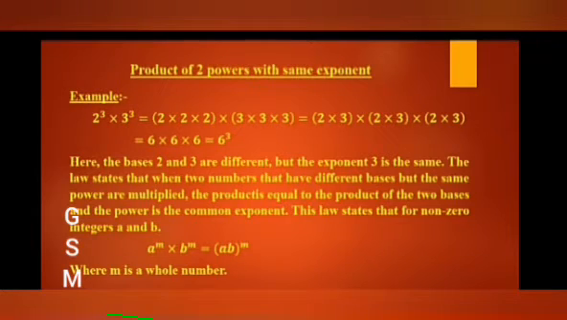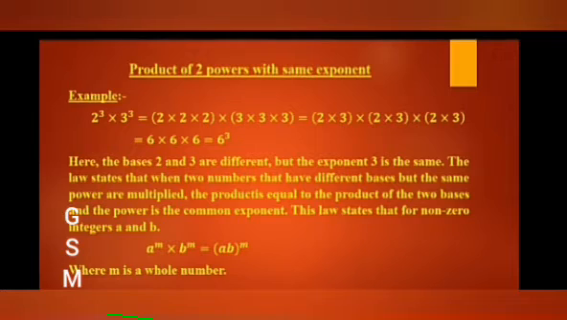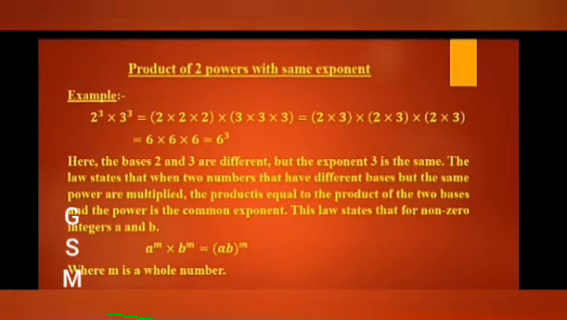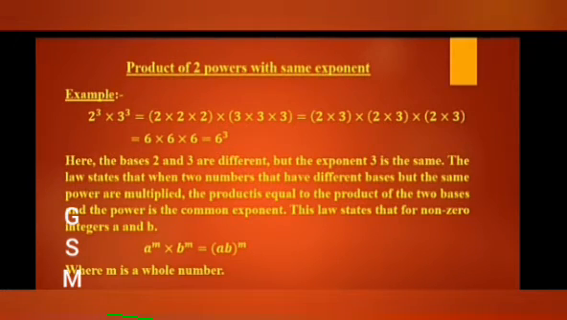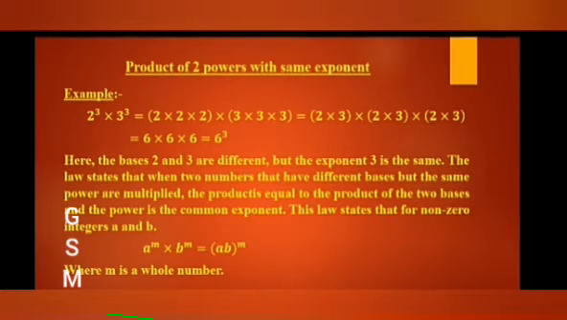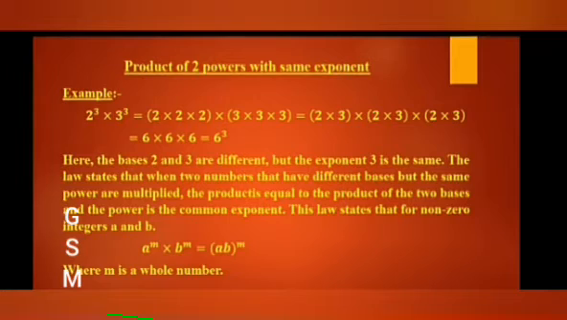For example, 2 to the power 3 into 3 to the power 3 equals 2 into 2 into 2 into 3 into 3 into 3, which is equal to 2 into 3 into 2 into 3 into 2 into 3, which is equal to 6 into 6 into 6 equals 6 to the power 3. Here the bases 2 and 3 are different, but the exponent 3 is the same.